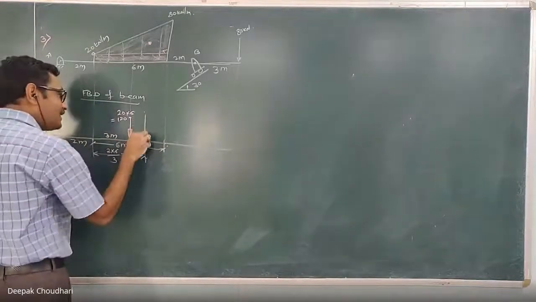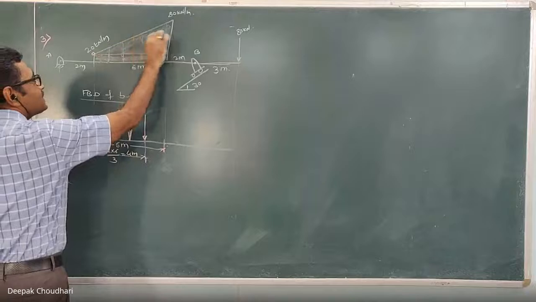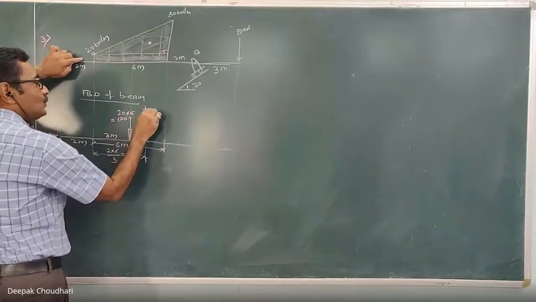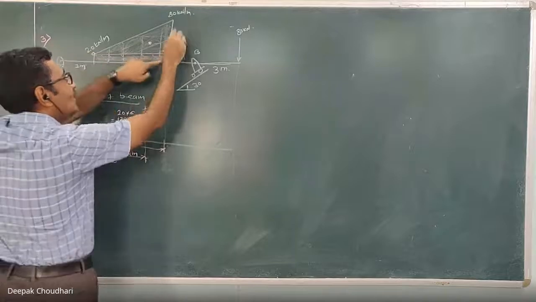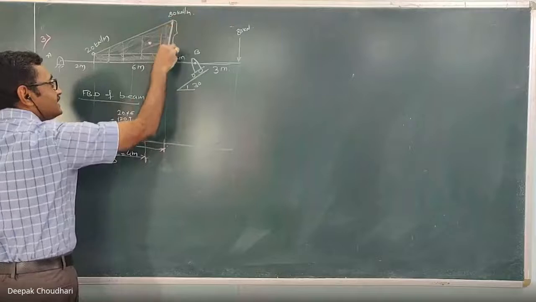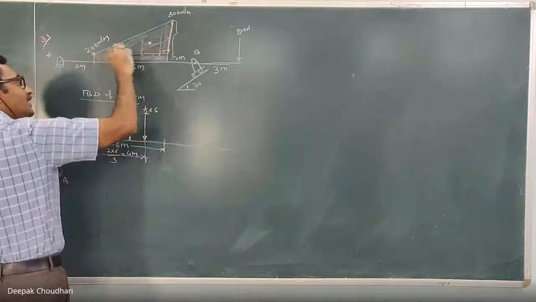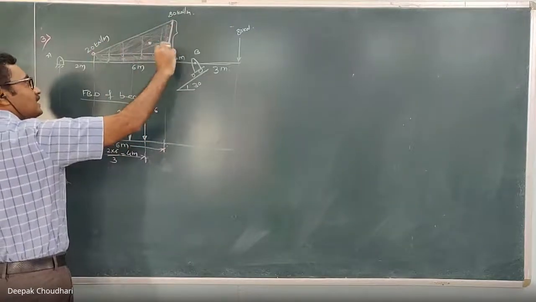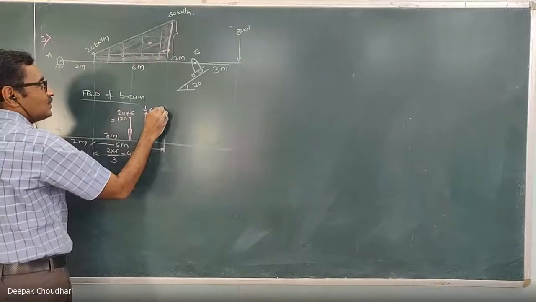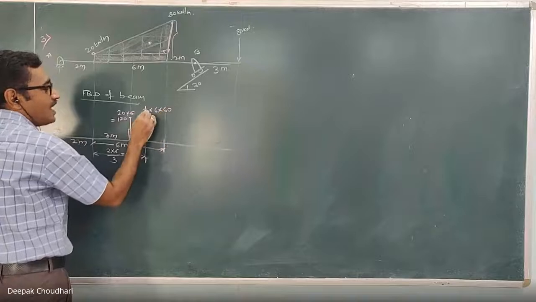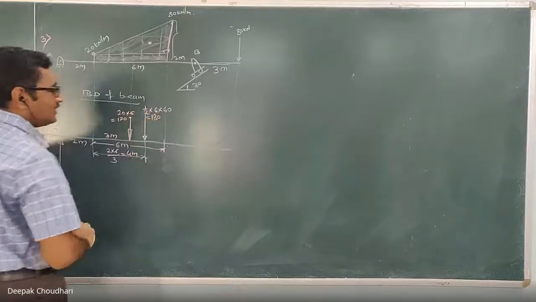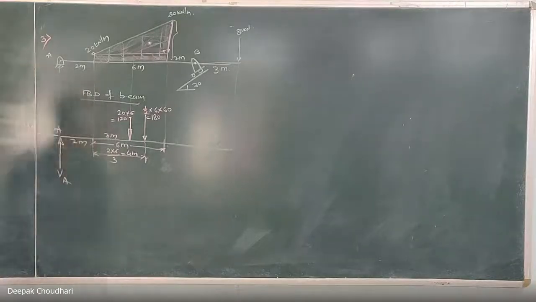So the magnitude of this equivalent point load is equal to the area of this triangle. How much is the area of this triangle? It is half into base. Base is 6 meter into height of the triangle. Here the total height is 80. Out of 80, 20 I used for the UDL, for the rectangular load. So remaining height or remaining intensity is 60. So it is half into 6 into 60, which is equal to 180 kilonewton. This is the equivalent point load for the triangular load.